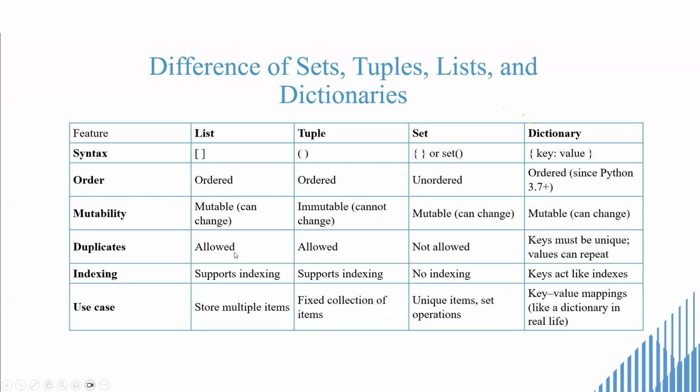You can have, like, two. We can write multiple variants of 2 or 3 or something, so you can use duplicates. It supports indexing and supports multiple items. Then there is the tuple: ordered, immutable, cannot be changed. Once you have created a tuple, it will not be changed. Duplicacy is allowed here, and it also supports indexing and is a fixed collection of items.